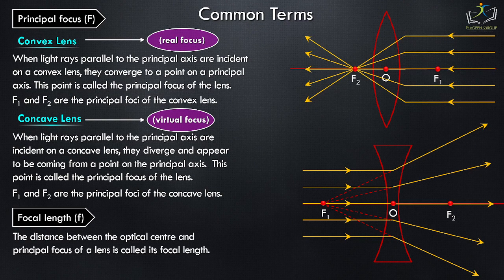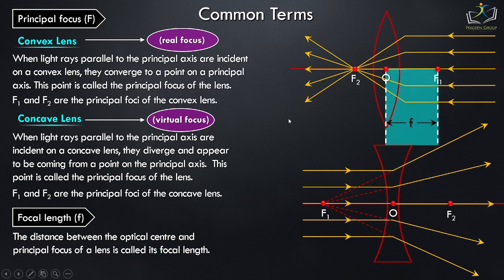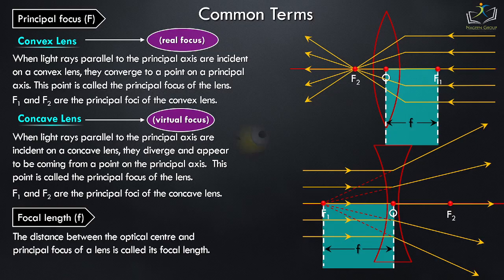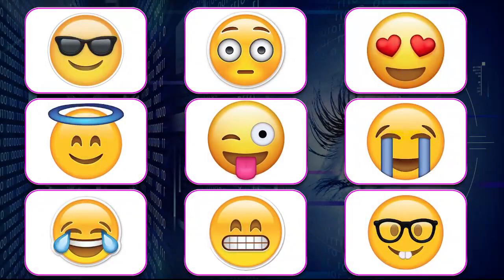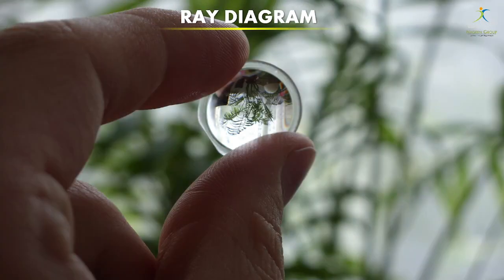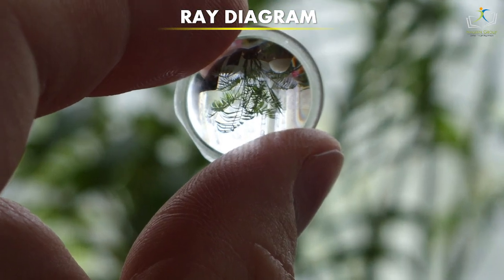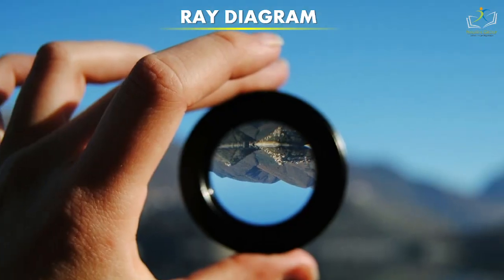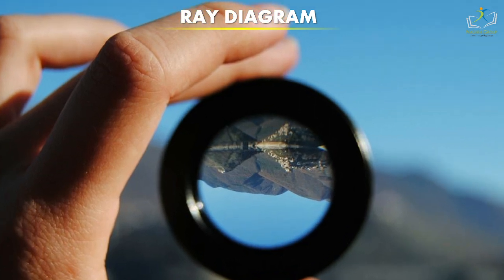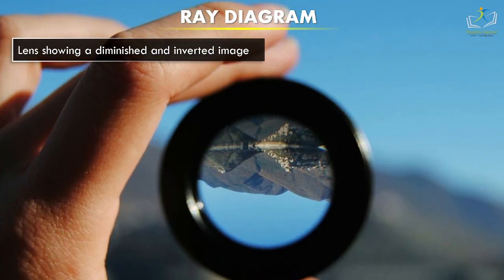What do you mean by focal length? The distance between optical center and principal focus of a lens is called focal length. So here the distance between O, the optical center, and f1, the principal focus, is called focal length. Now let's understand the ray diagram. Here the lens is showing a diminished and inverted image.